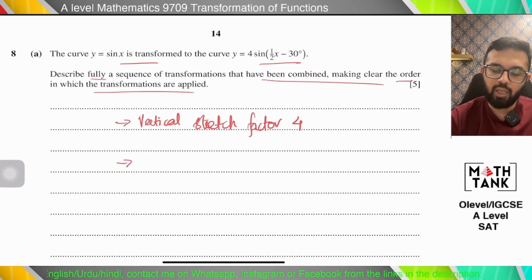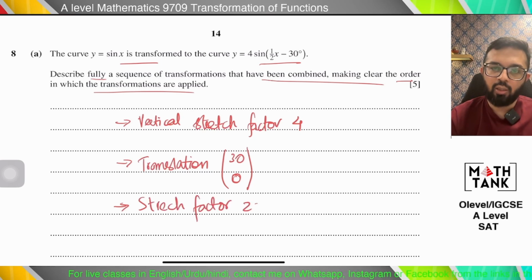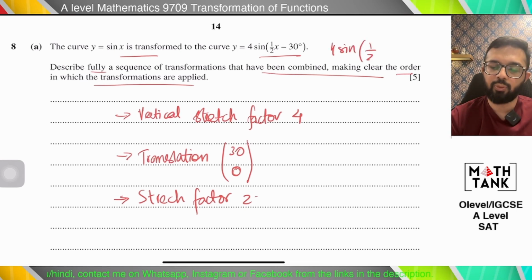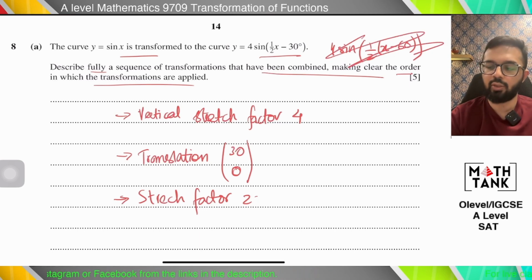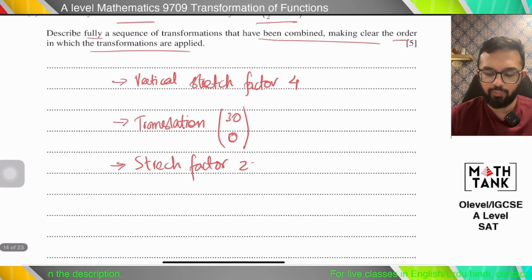In this case, what's going to happen first is you're going to do the translation 30, 0, and then stretch factor 2. If you are unwilling to do that, you will have to first take a half common, and then change your translation and the order as well if you want. That's the correct order of this question.